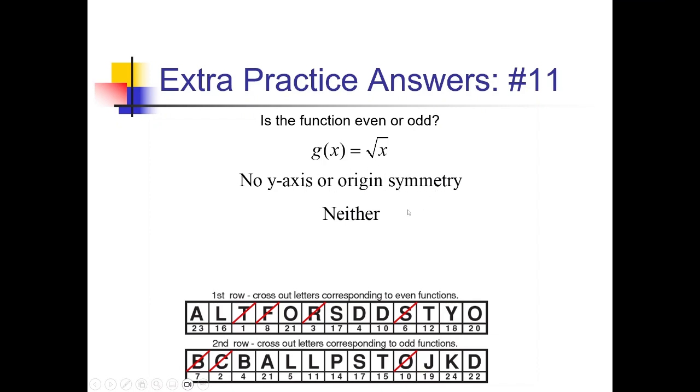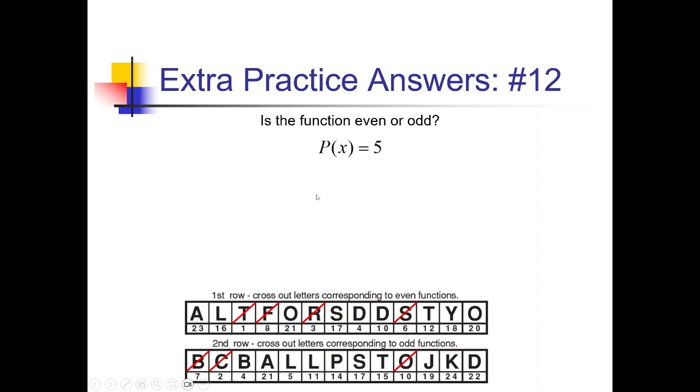So that's just sending us to the next problem. For this next one, we have p of x equals 5. This is a horizontal line going through the y value 5. Since it's just a horizontal line, it definitely has y-axis symmetry. It has symmetry at every x value, actually. So that means then that this is an even function based off of that.